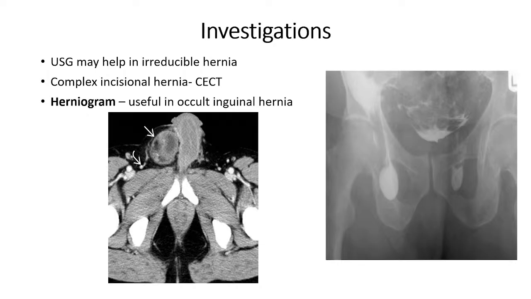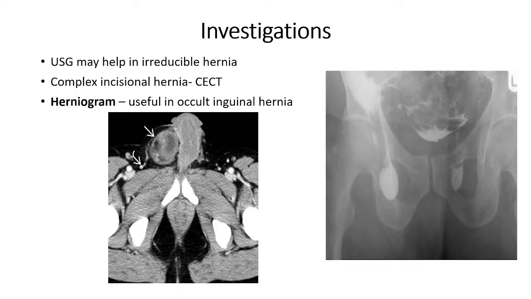Before these investigations were available, when CT or MRI was not available so easily, another investigation that was being done was herniogram. Herniogram means we instill some contrast within the peritoneal cavity, and because of gravity it will go to the pelvis, and if some hernia sac is there, it will go within the hernia sac. So, this investigation is called herniogram.